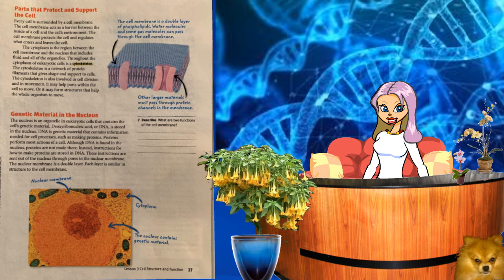Although DNA is found in the nucleus, proteins are not made there. Instead, instructions how to make proteins are stored in DNA. These instructions are sent out of the nucleus through pores in the nuclear membrane. The nuclear membrane is a double layer. Each layer is similar in structure to the cell membrane.